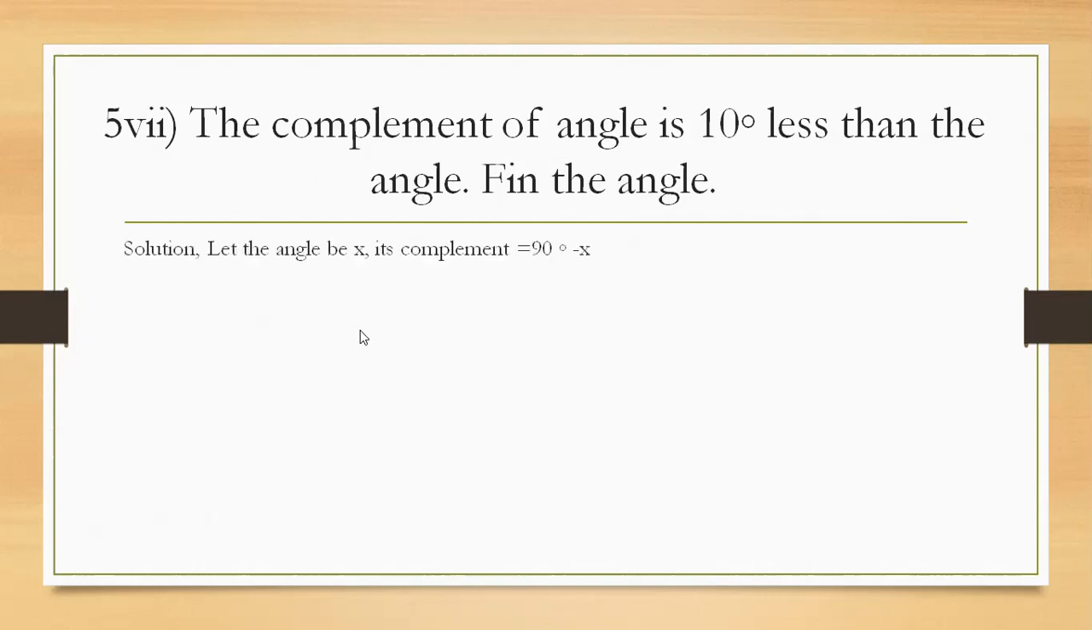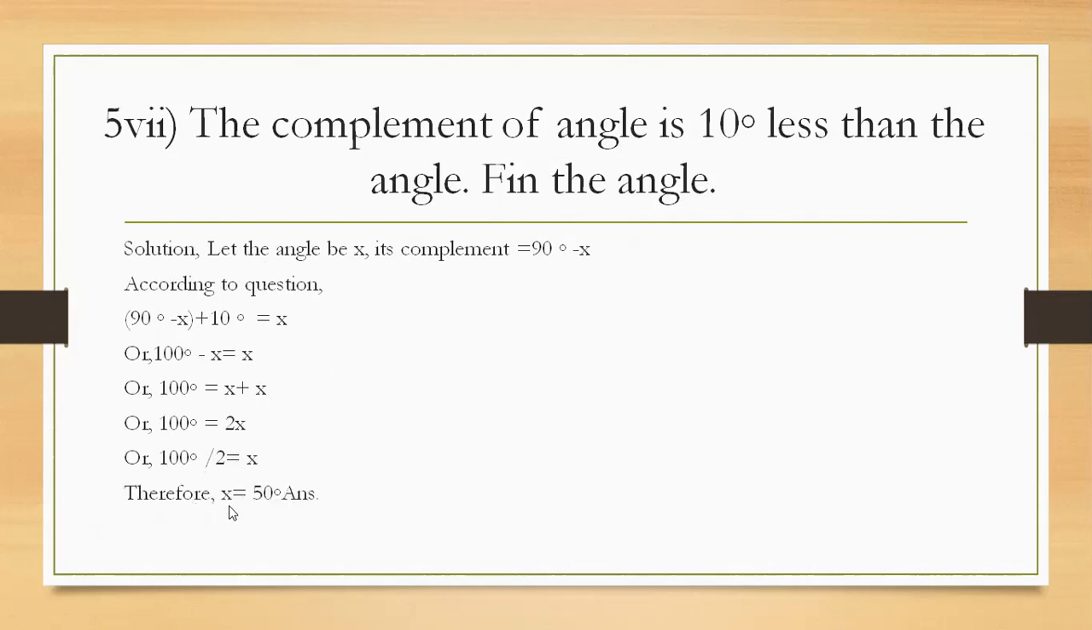First of all, complement. Let the angle be x, its complement is this. This complement is 10 degrees less. If the complement is 10 degrees less than the angle, then if we add 10 degrees in the complement, that will be equal to this angle. According to the question, the complement is 10 degrees less. That's why when you add 10 in the complement, that will be equal with this angle. If you solve it, then you will get the value of x. The value of x is 50 degrees. Okay. Similarly, you can solve this question.